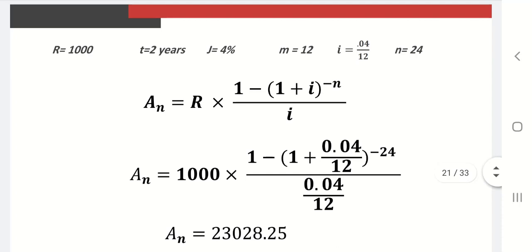By substituting in the formula, A sub N equal R times 1 minus 1 plus I to the power negative N, over I, R equal 1000, J equal 4%, I equal 4 over 12, and N equal 24. So A sub N equal 23,028.25 dollars.